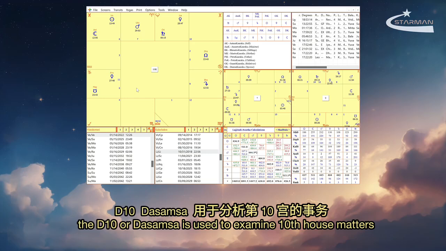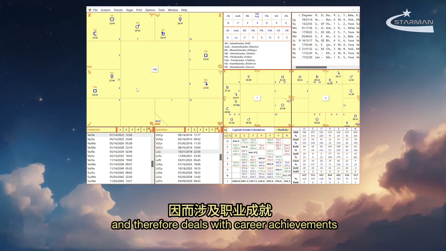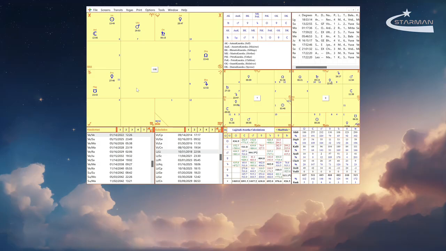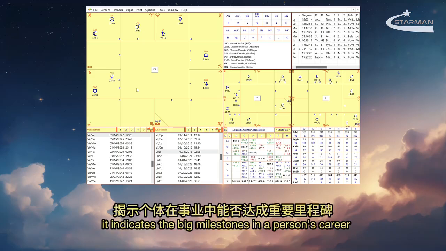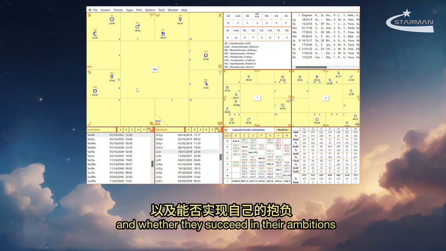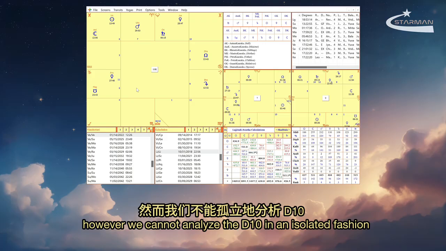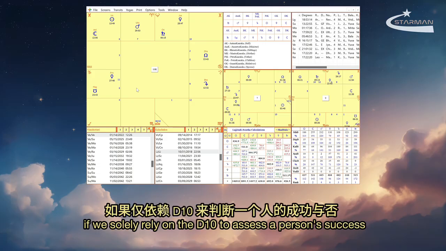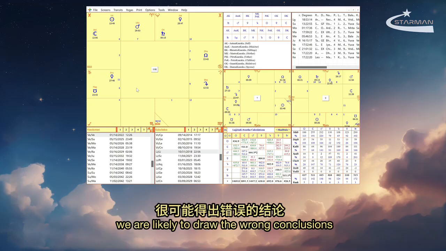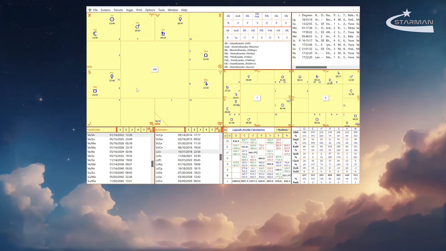The D10 or Dasamsha is used to examine 10th house matters and therefore deals with career achievements. It indicates the big milestones in a person's career and whether they succeed in their ambitions. However, we cannot analyze the D10 in an isolated fashion. If we solely rely on the D10 to assess a person's success, we are likely to draw the wrong conclusions.